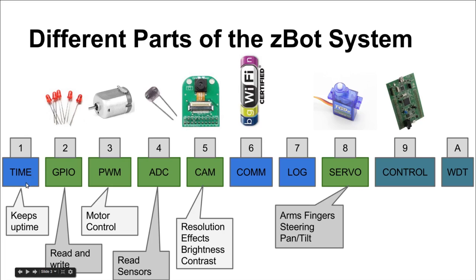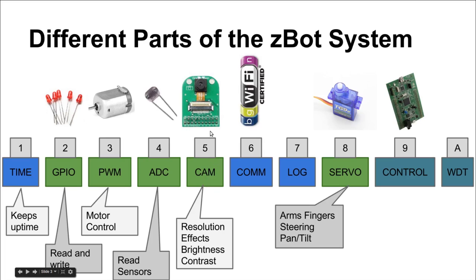The different parts of the zBot system that you can easily interface with are the time module that basically just keeps track of time, and there's the general purpose input-output module which allows you to turn things on and off. There's the pulse width modulation module that mostly deals with controlling your motors, specifically your motor's speed and how fast they go. There's an analog to digital conversion module, and you have 6 ADC lines that you can connect to light sensors or any other type of sensors to get a high resolution feedback.